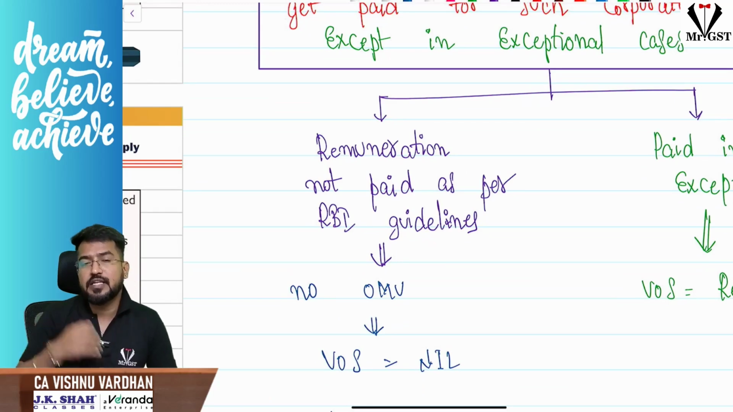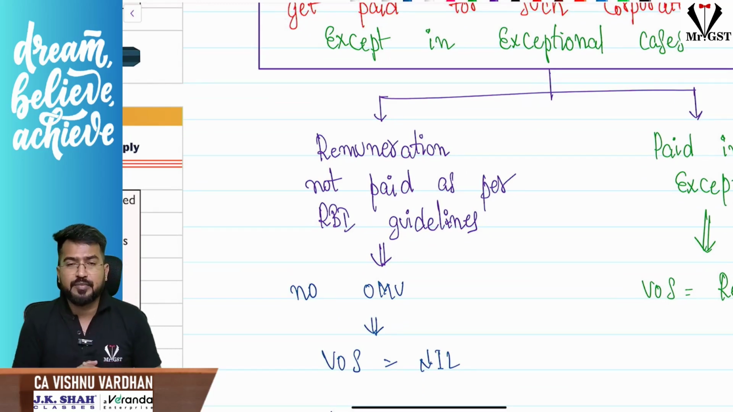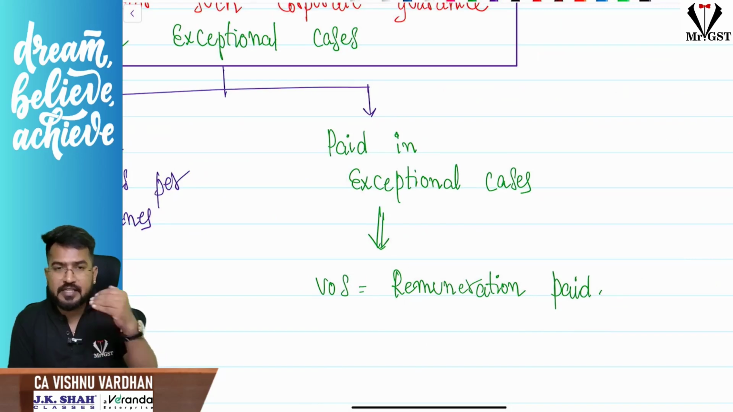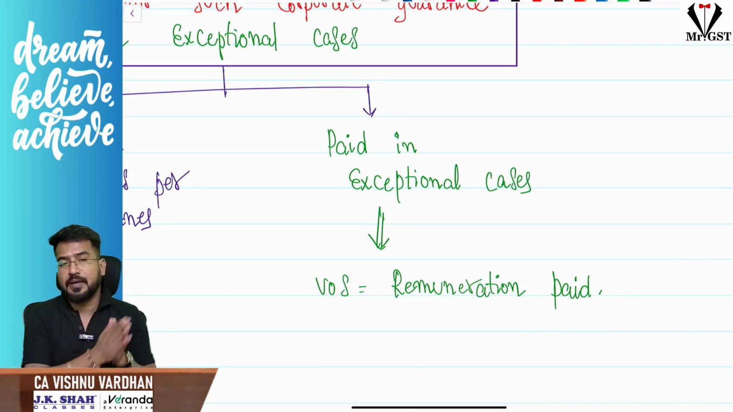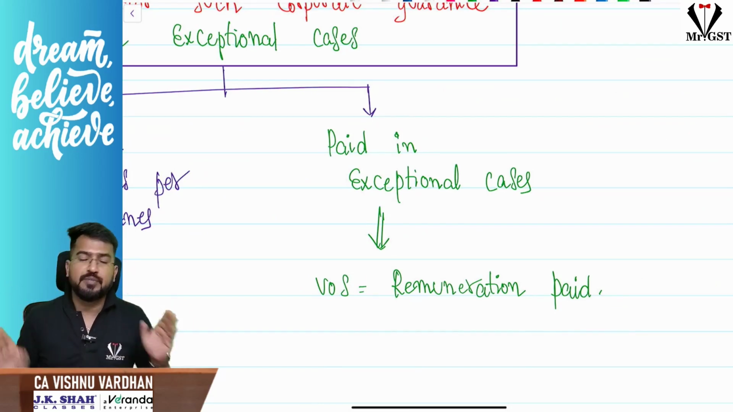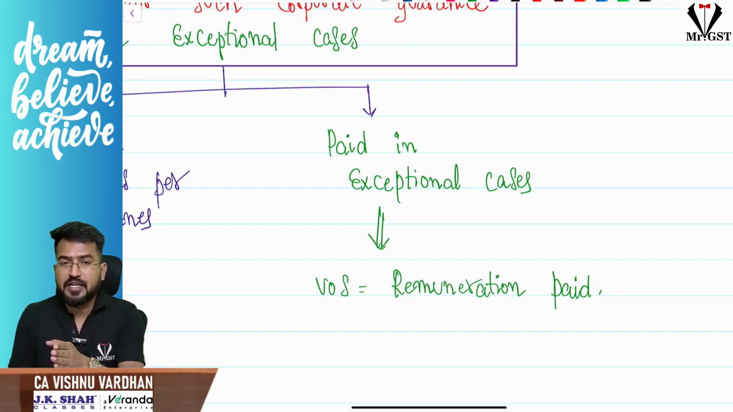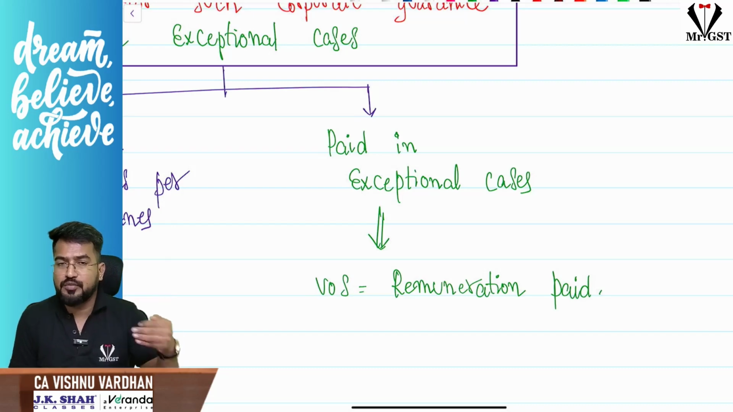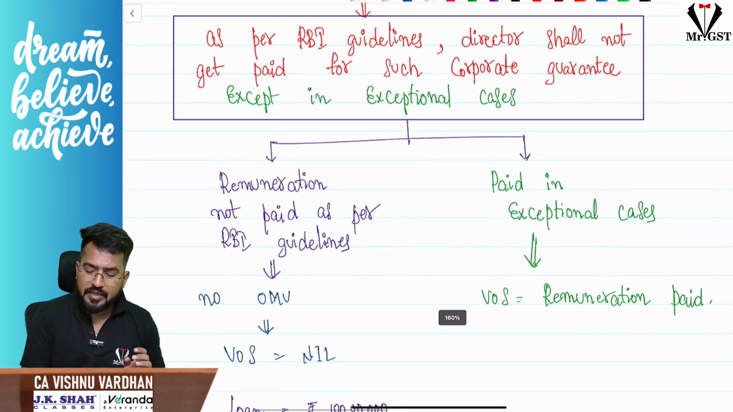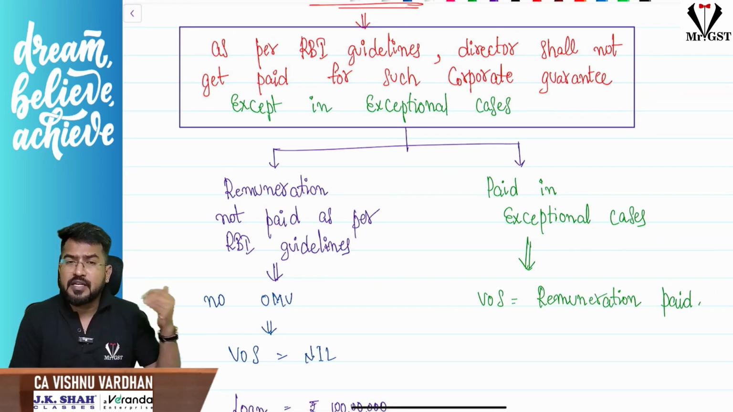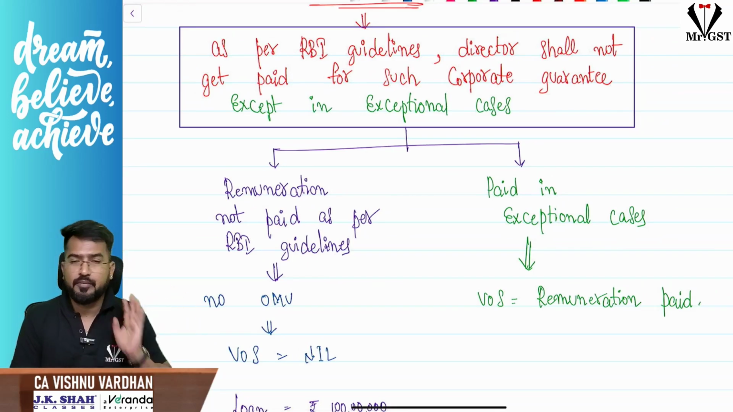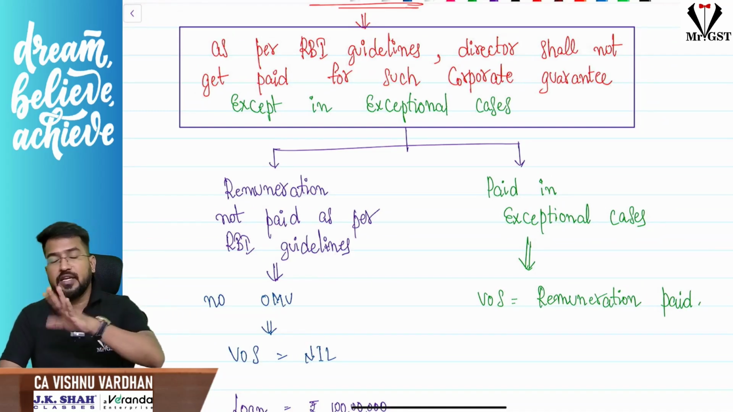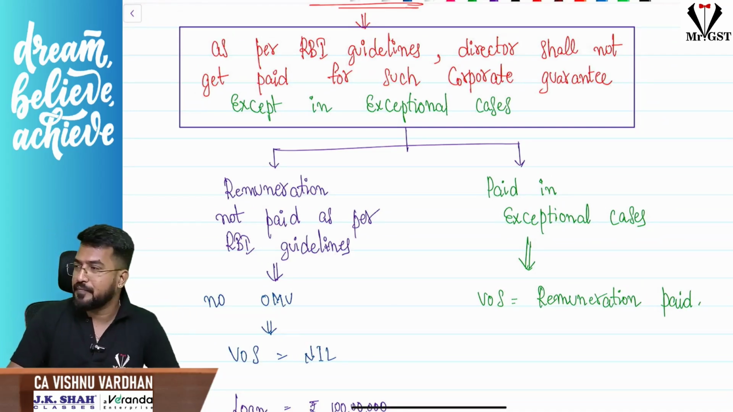But sir, in certain exceptional cases, yes, the director can get consideration from the company, and in that case, whatever remuneration is paid by the company to the director will be taken as the value of supply. So, director giving guarantee for the loans taken by the company: what is the value of supply? Open market value. As per RBI guidelines, no consideration should be paid, so there is no open market value, and hence the value of supply is nil. In exceptional cases, if we pay consideration, then whatever remuneration you paid for giving the guarantee will be the value of supply. This is the director giving guarantee for the borrowings of the company.